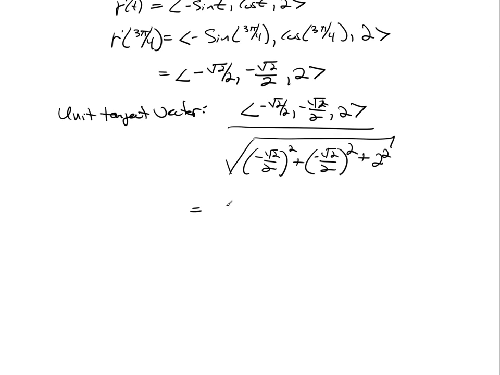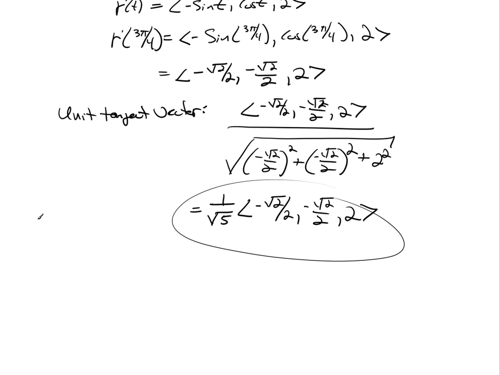That is going to be 2 over 4, so it's a half, plus 4. That's 5. This is 1 over root 5, so it's going to be 1 over root 5 times the vector negative root 2 over 2, negative root 2 over 2, 2. Now, if you want to write that using the basis vectors or whatever, it doesn't really matter. But there's the unit tangent vector. And this is the tangent vector at 3 pi over 4. And again, this is the unit tangent vector also at 3 pi over 4.